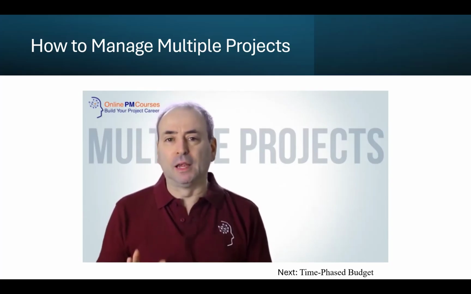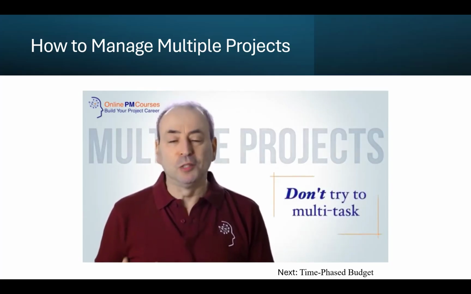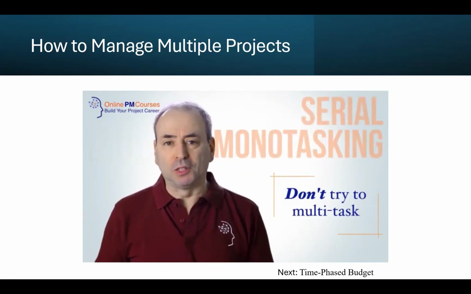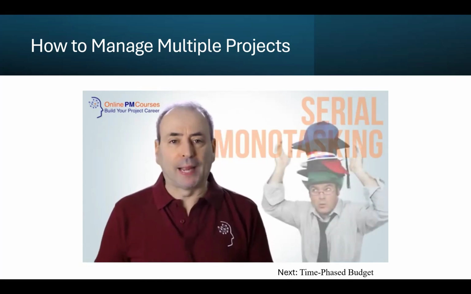So what matters if you're trying to manage multiple projects is that you don't try to multitask. What you need to do is what I call serial monotasking. You do a thing, you put it down, and you do something else. And therefore, my key idea is that of having multiple hats.